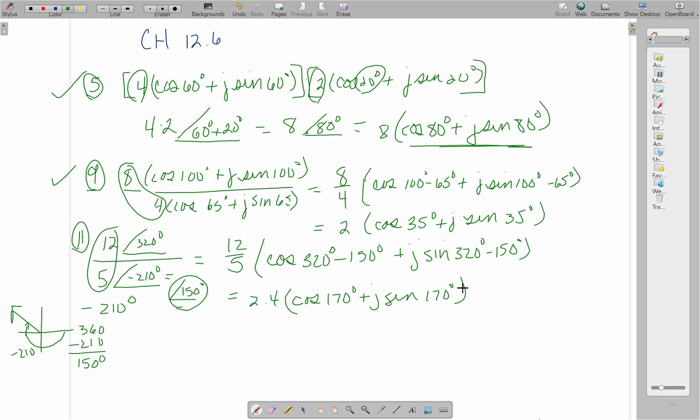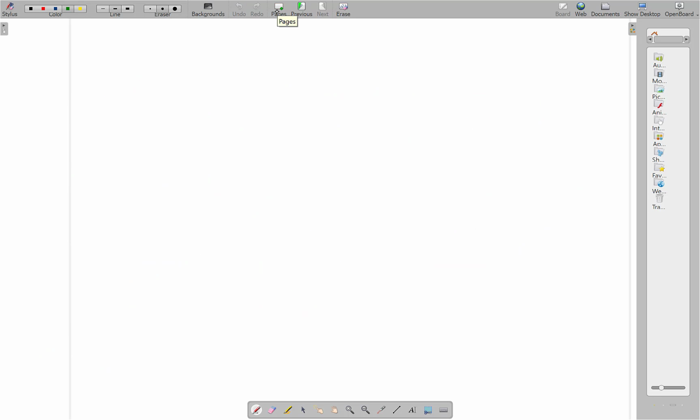Now we want to look at number 13, and 13 is quite easy. I actually started at making it very hard, and you don't really need to. So let's go to a next page, and we'll go to 13. Problem 13 lists this: 0.2 times the cosine of 35 degrees plus j times the sine of 35 degrees.